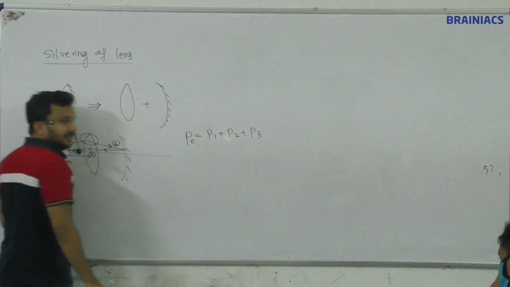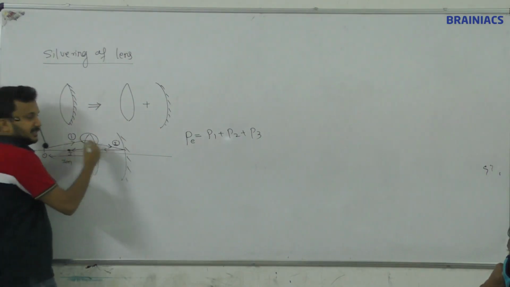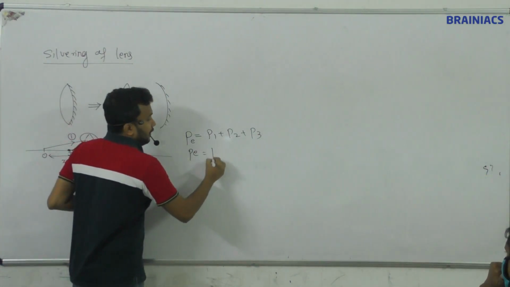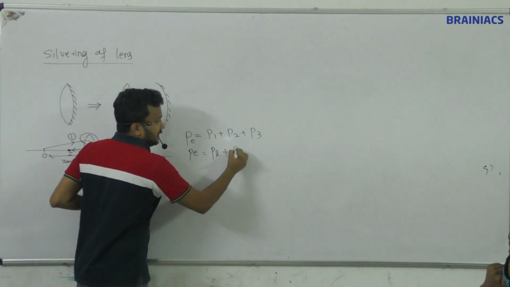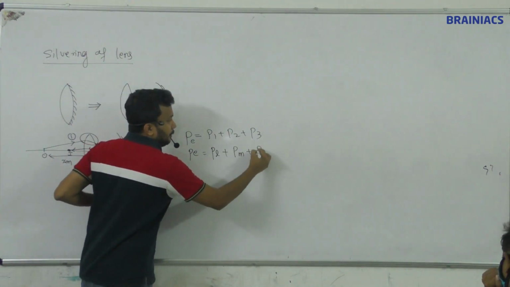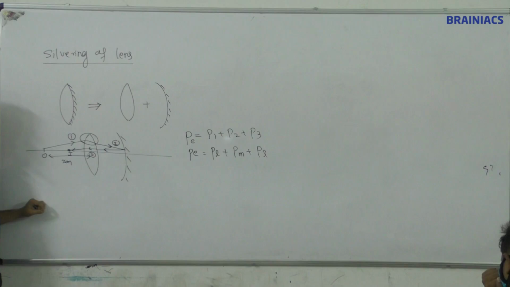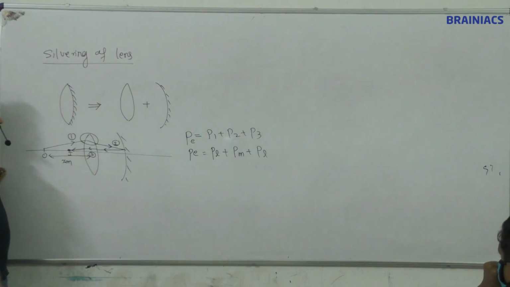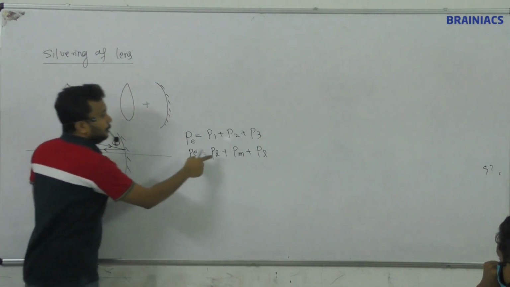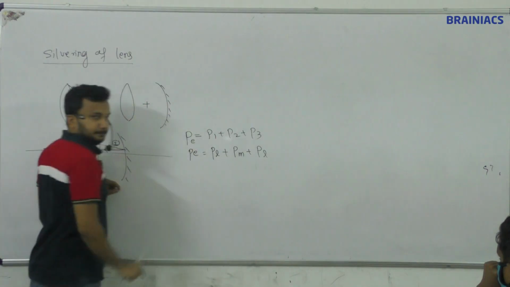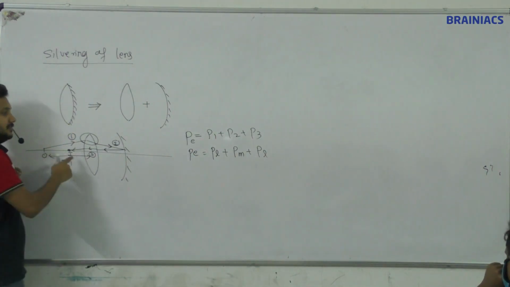So the total power is P1 plus P2 plus P3, which means 3 devices. P1 is which device? Lens. So total power equals power of lens plus power of mirror plus power of lens. Okay, this is the basics. We'll see some complex questions asked in JEE Advanced later sometime. So PE equals PL plus PM plus PL. Okay, this is the total power.